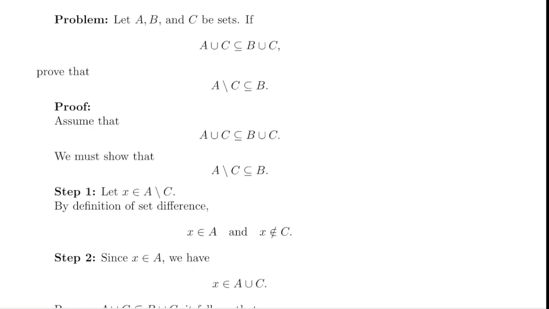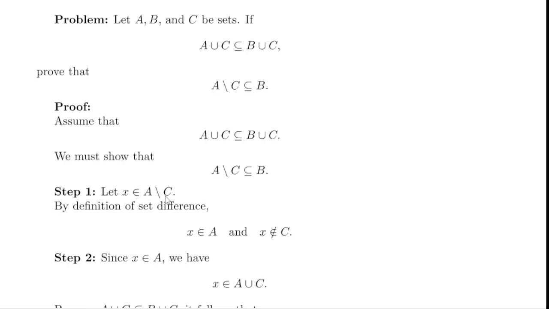We want to prove that if A, B, and C are sets and A union C is contained in B union C, then A not in C is contained in B. So let's assume that A union C is contained in B union C. So let x be an element of A not in C. So this is our set difference.